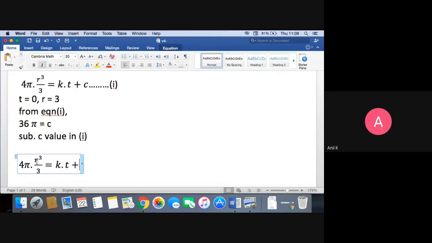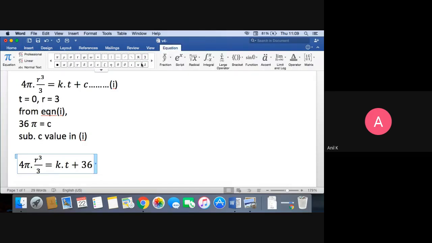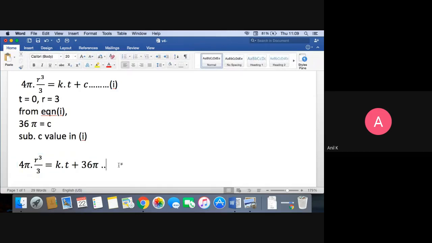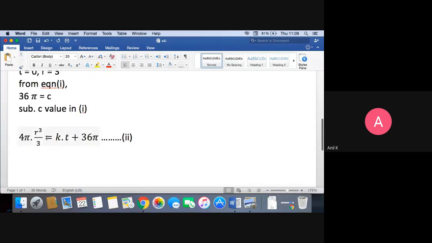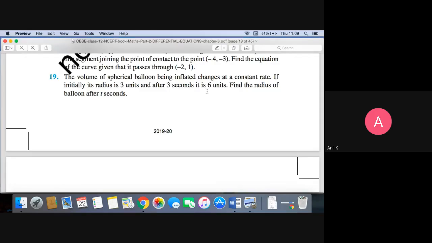This will remain as it is, plus 36 pi will come, because the c value I am replacing with pi. You may call this equation number 2: 4 by 3 pi r cube equals k into t plus 36 pi. Now one more condition is given in the question, just read it.